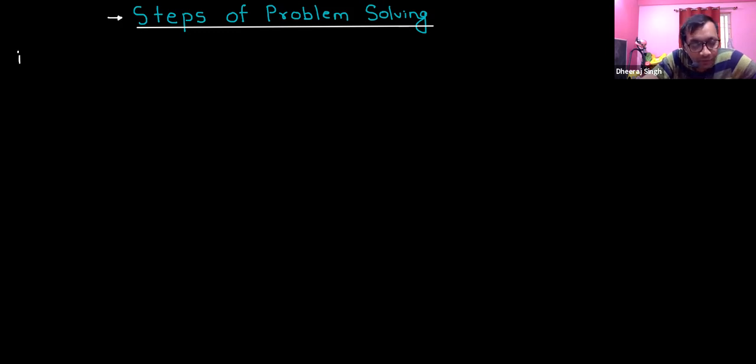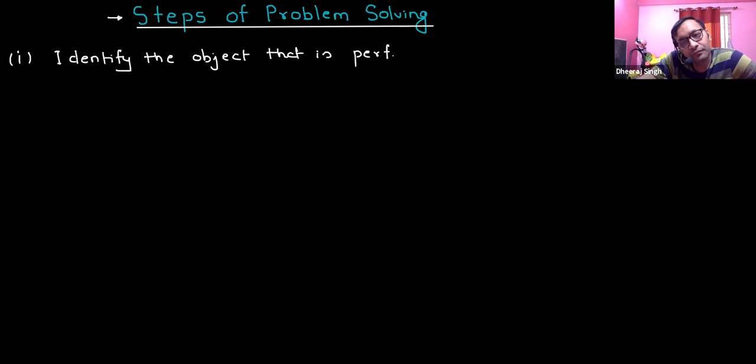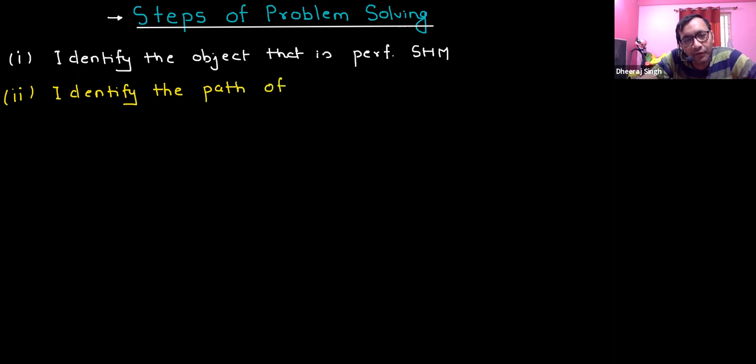Write down. The first and foremost thing is identify the object that is performing SHM. You should know which object you're talking about. It will not be as simple as a spring block system all the time. It can be of different types also. Second is identify the path of SHM. Whether it is doing horizontal SHM, vertical SHM, or inclined plane SHM, you need to identify that.